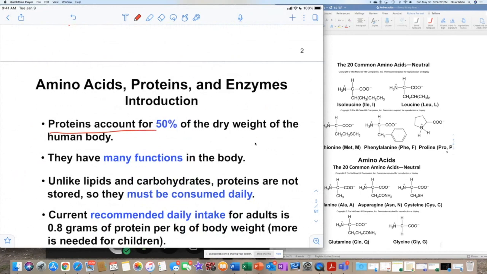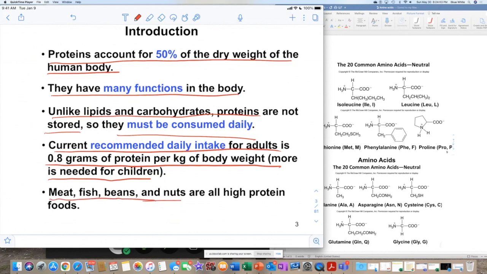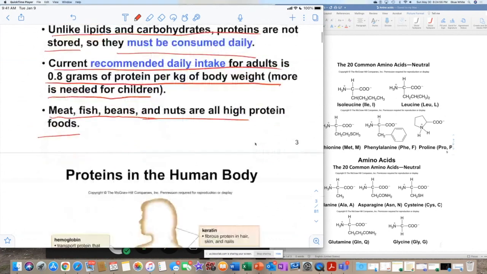Proteins account for about 50% of the dry weight of our human bodies. They perform many functions in the body, right? Unlike lipids and carbohydrate, proteins cannot be stored, so they must be consumed daily. Okay. Current recommendation of daily intake for adults is 0.8 grams of protein per kilogram of body weight. More is needed if they're in children, because children are still growing and they're growing faster than we are, so they have to eat more protein. Meat, fish, beans, and nuts are all high in protein. These are all high protein foods.